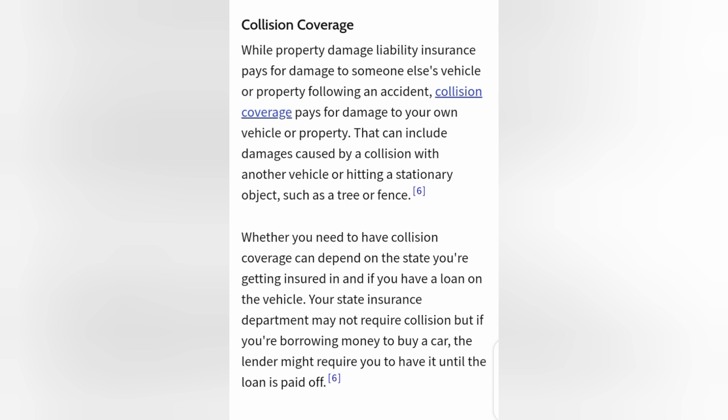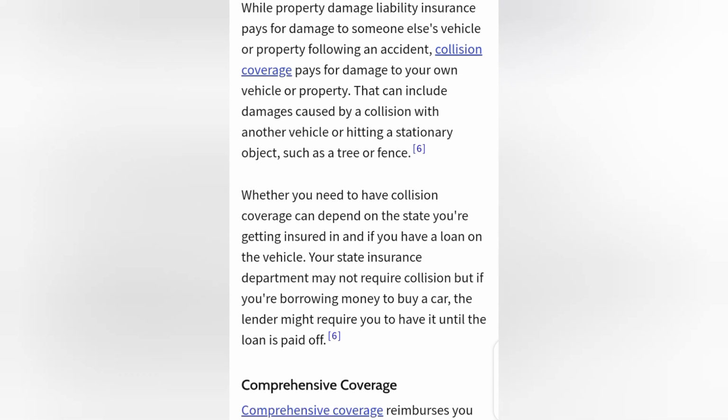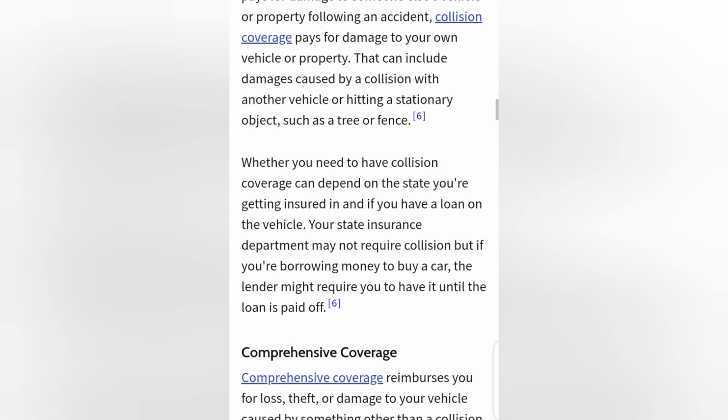Number 4, collision coverage. While property damage liability insurance pays for damage to someone else's vehicle or property following an accident, collision coverage pays for damage to your own vehicle or property. That can include damages caused by a collision with another vehicle or hitting a stationary object such as a tree or fence. Whether you need to have collision coverage can depend on the state you are getting insured in and if you have a loan on the vehicle.